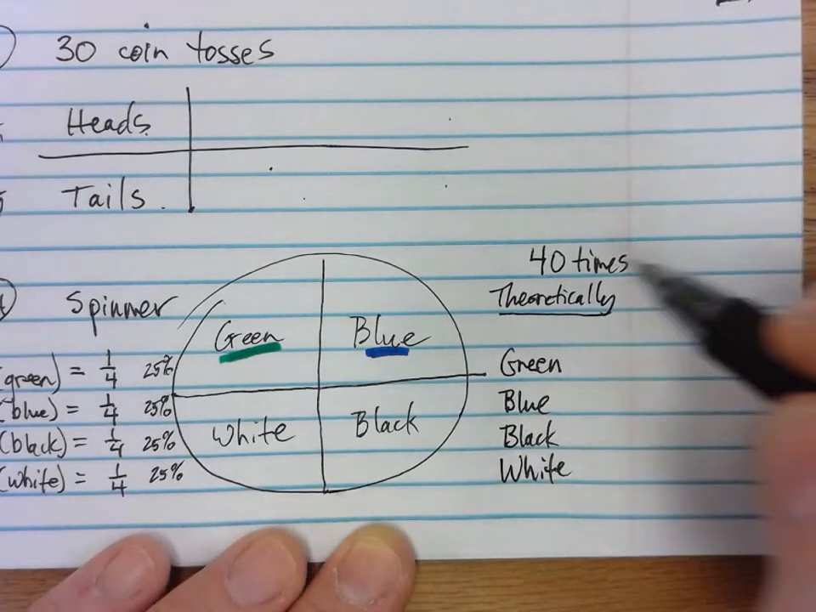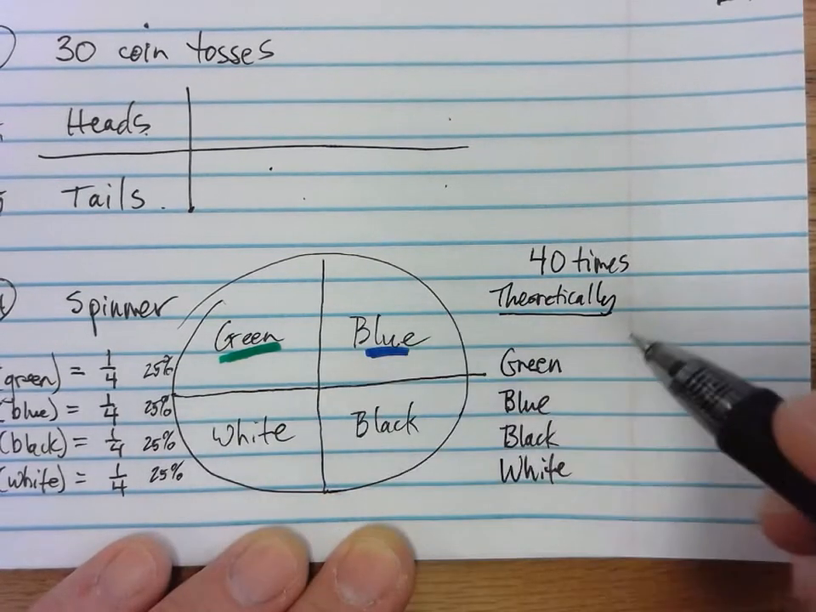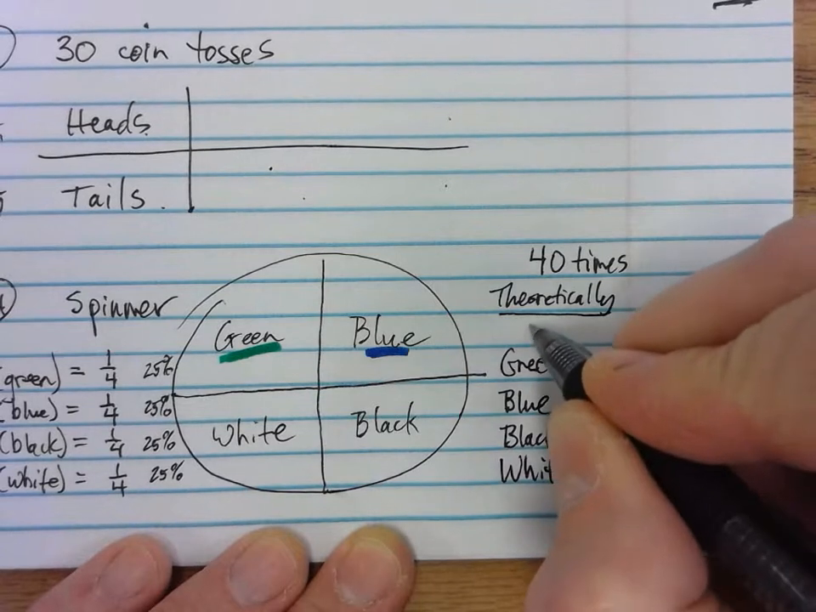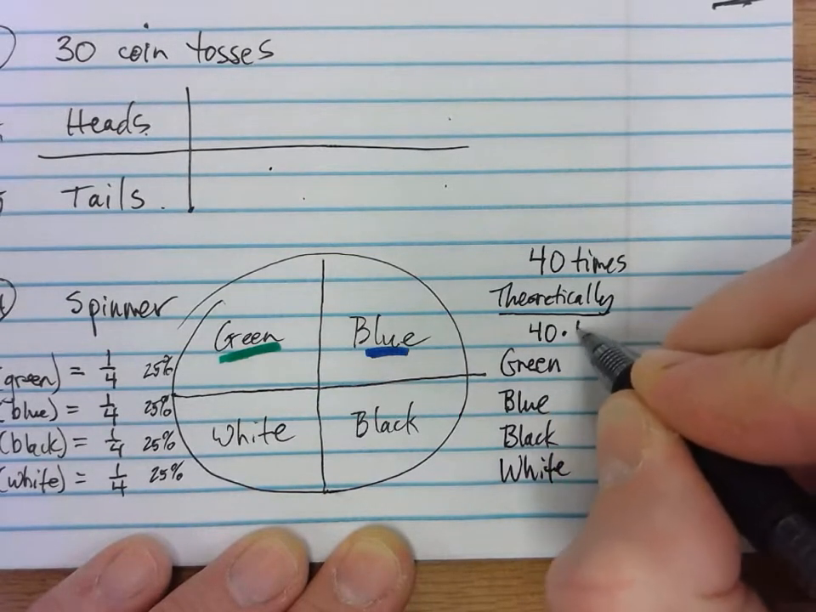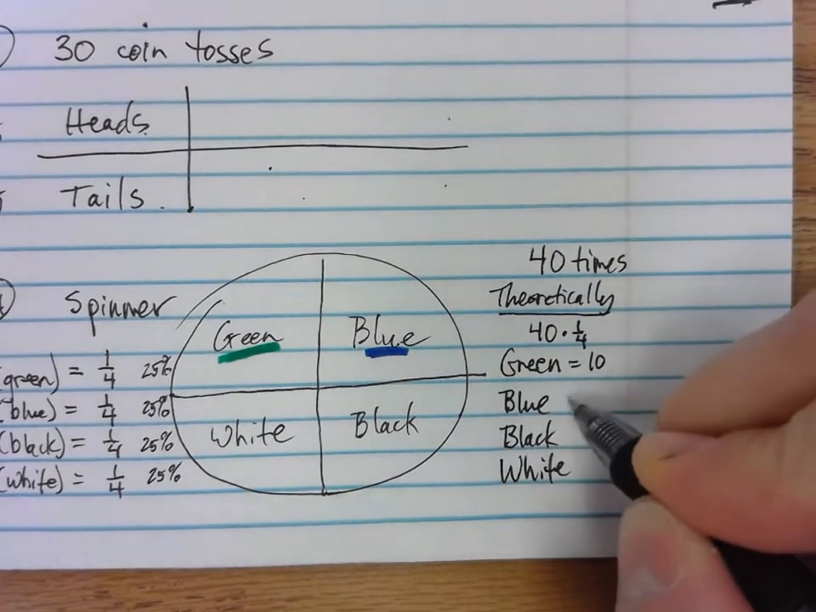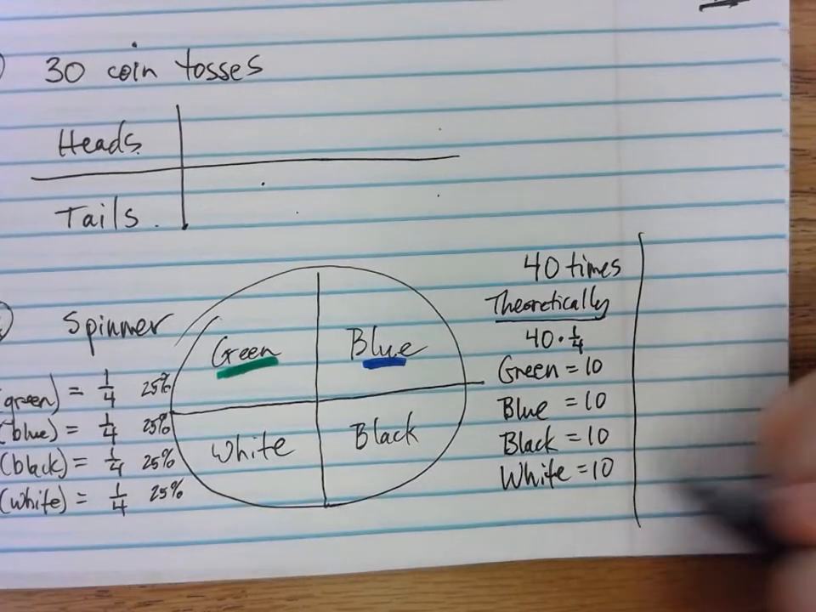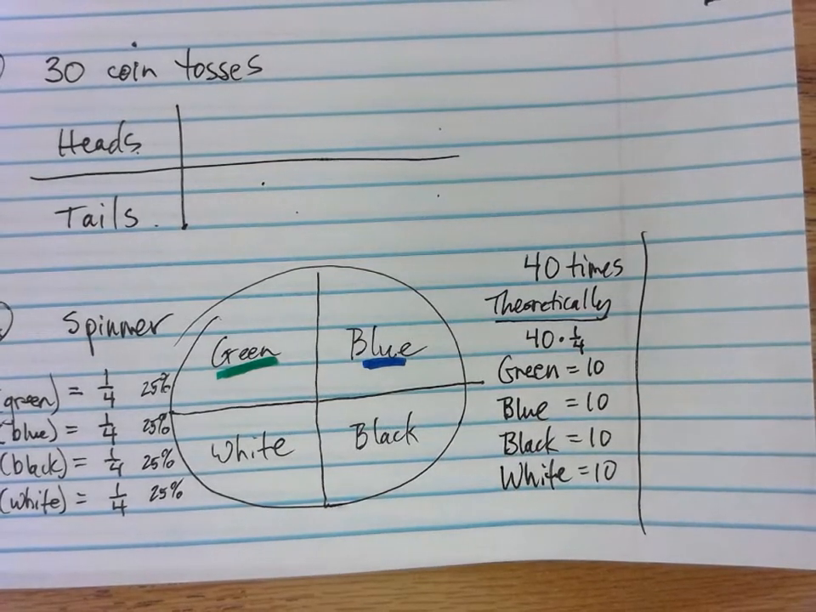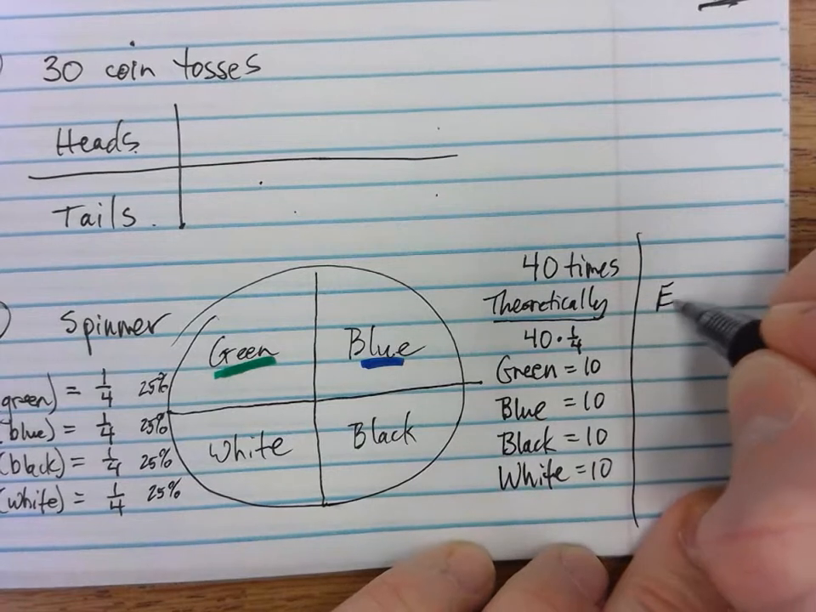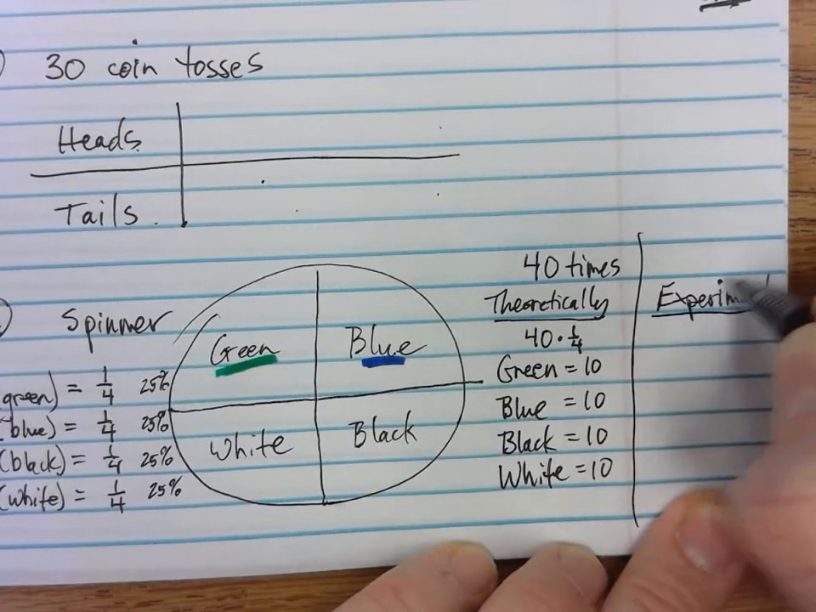Well, that would be 40 times a fourth for each one. So they're all going to be the same, so I'm just going to do it right here. What is 40 times 1/4? Well, what's a fourth of 40? If you take 40 and divide it by 4, what do you get? 10, right? So you should get 10 green, 10 blue, 10 black, 10 white. That is the theory, okay? That if you do it 40 times, theoretically, you should get them each 10 times apiece. Is that probably going to happen in the experiment? Probably not.